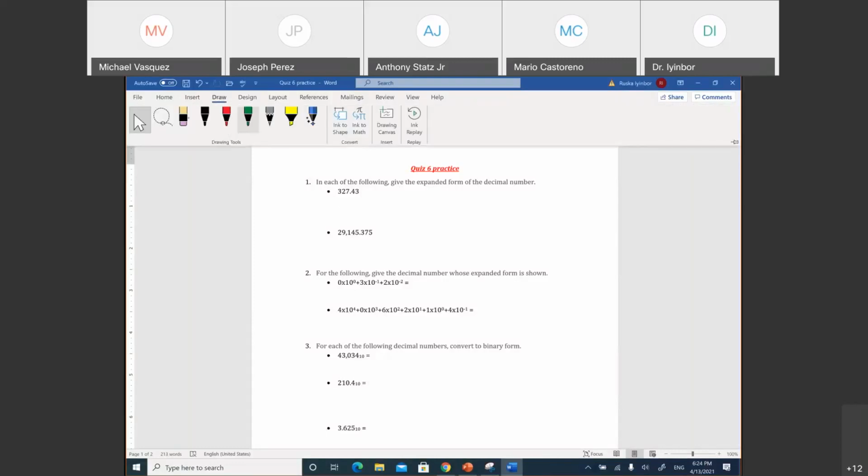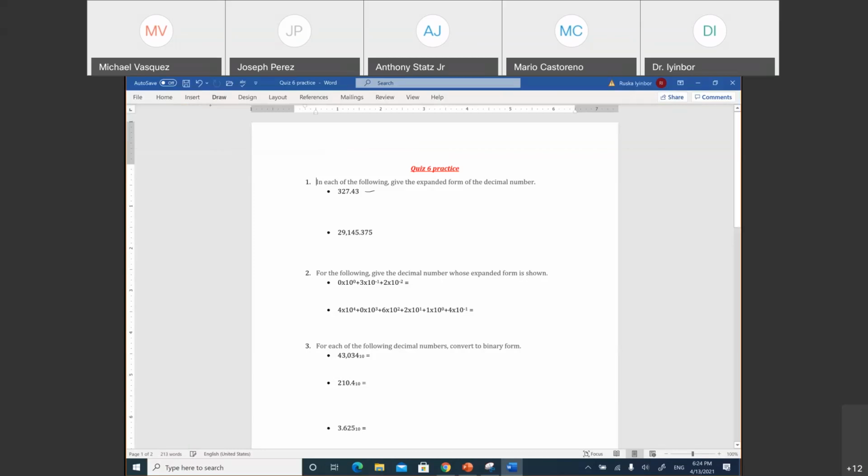So in order to do that, remember what you need to do? We need to write it. So the first one is 327. So it's going to be 300 plus 20 plus 7. And then the decimal is going to be 0.4 and 0.03. And then from here, we're going to change these to exponents, base 10 and exponents.